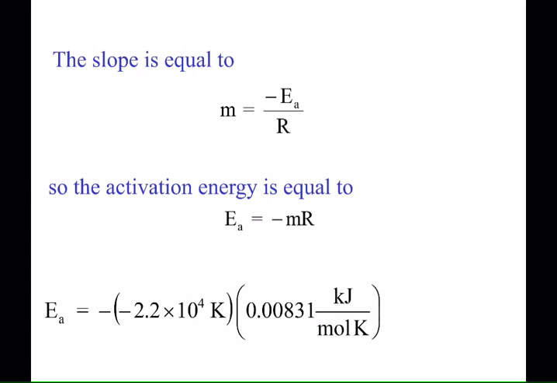times 10 to the minus 4th Kelvin, that's our slope, times the value of R we need to use here, which is 0.00831 kilojoules per mole Kelvin. And our units of Kelvin cancel, we're left with kilojoules per mole, which is great for activation energies. We round to 2 sig figs, and this is what I got. I got 180 kilojoules per mole.